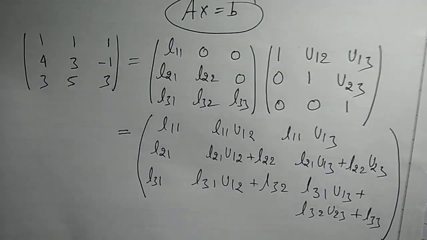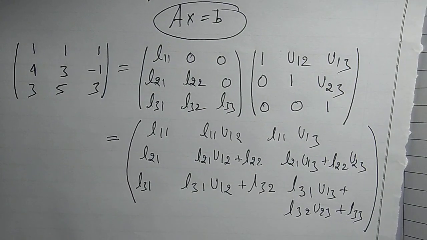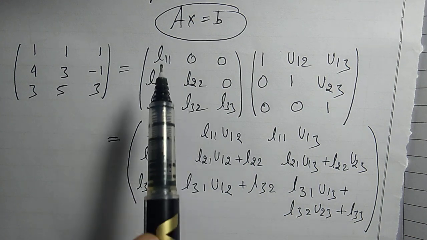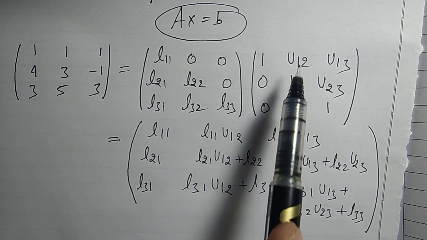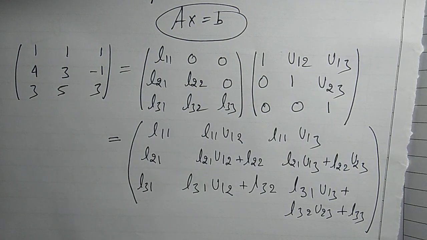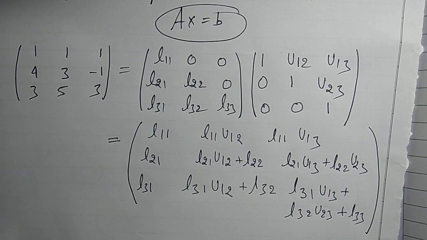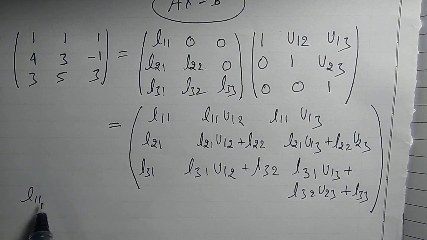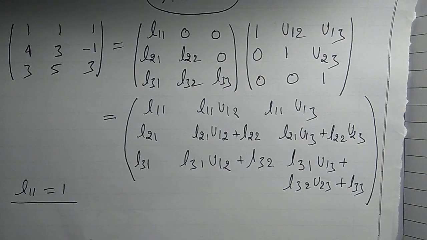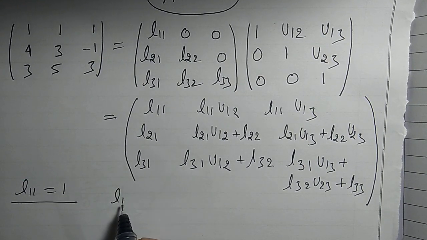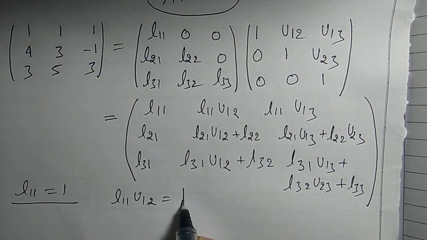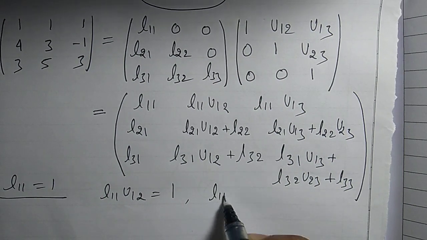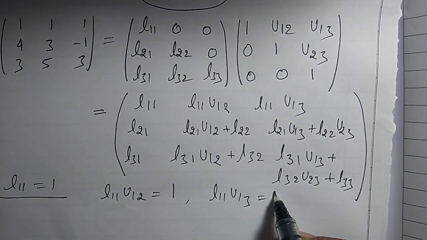If you compare both matrices, we get 9 equations. And how many unknowns do we have? 1, 2, 3, 4, 5, 6, 7, 8, 9. So 9 equations, 9 unknowns. Let us see the equations we are getting. The first equation gives L11 equal to 1. The second equation gives L11 U12 equal to 1, and the third gives L11 U13 equal to 1.